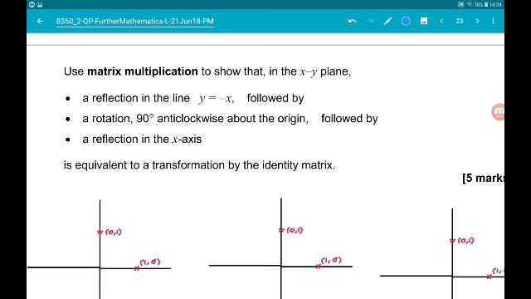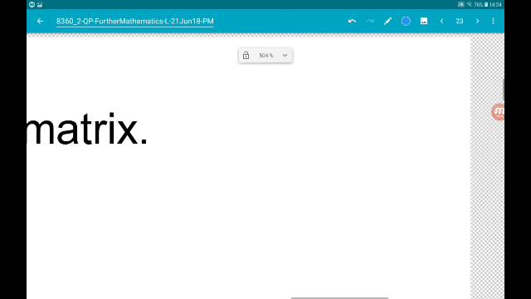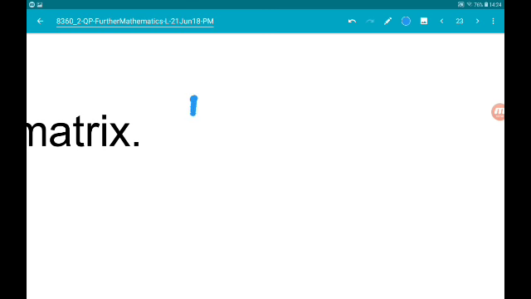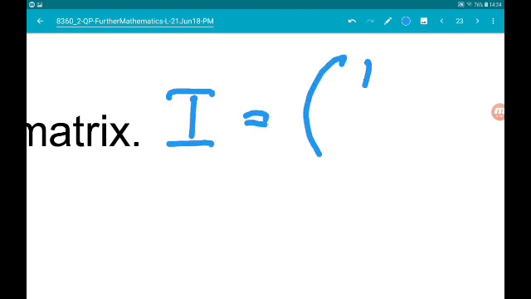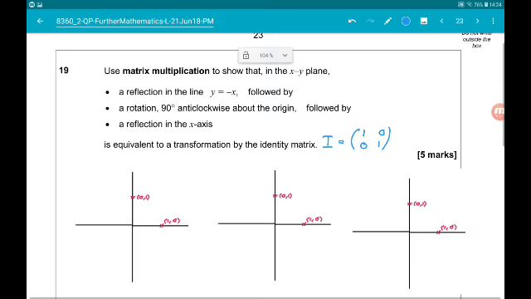So the first thing I think we should look out for here is that the identity matrix, call it I, is 1, 0, 0, 1. Like that. Okay, now then, let's go through each of these transformations and find the matrix that would cause it.